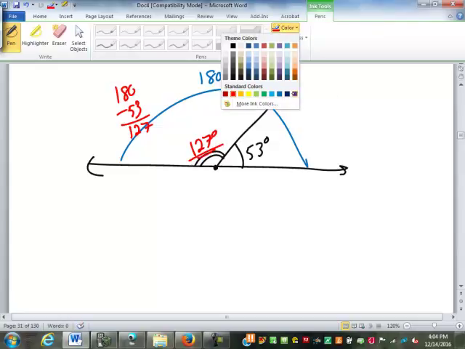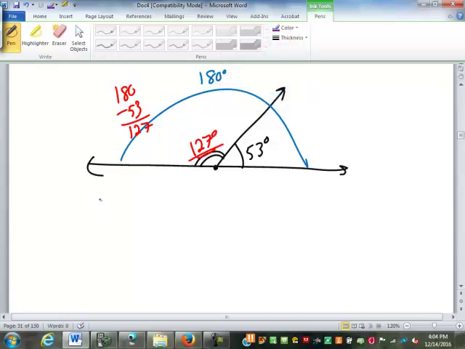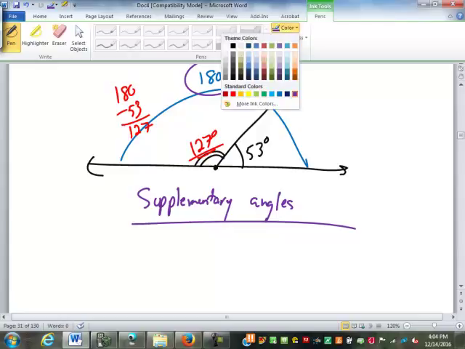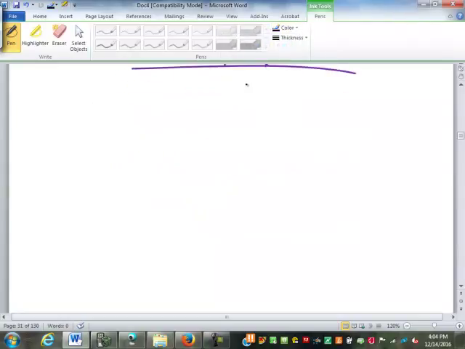This situation where two angles add up to a straight line or add up to 180 degrees is what we call supplementary angles. They don't necessarily have to be two adjacent angles like this. Any two angles that add up to 180 are considered to be supplementary.